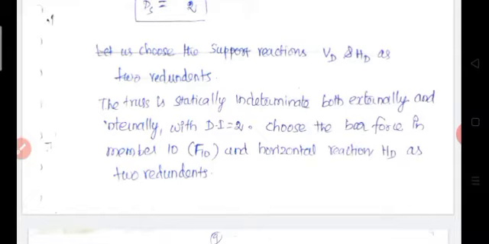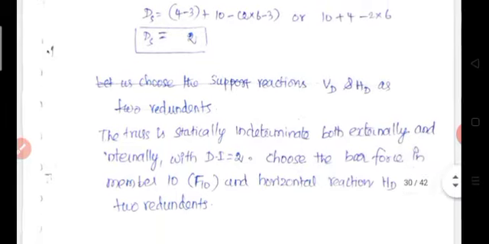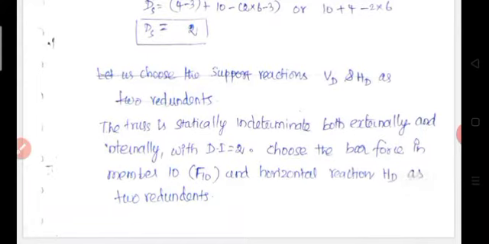Choose the bar force in member 10 and horizontal reaction HD as the 2 redundants. Now we are going to select the redundants. In this case there are 2 redundants. So we choose force in member 10 and horizontal reaction HD as the 2 redundants. One is from external: out of 4 external reactions, select one as a redundant. Then out of the 10 member forces, we can select one redundant as well. So one from external, another one from internal.